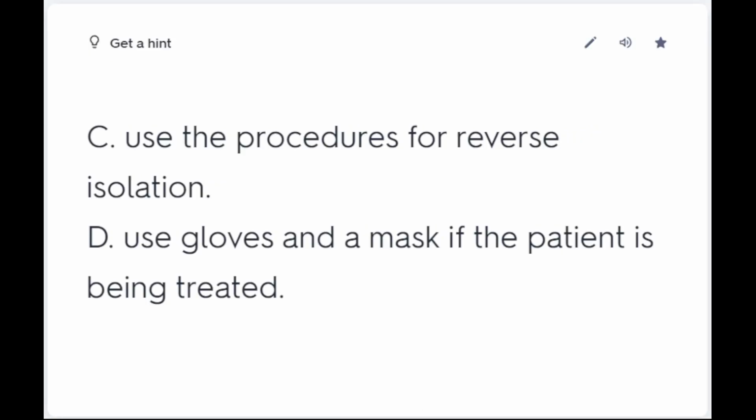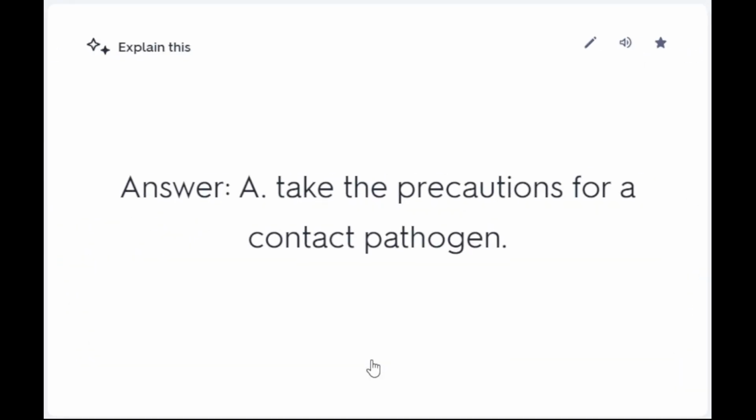C. Use the procedures for reverse isolation. D. Use gloves and a mask if the patient is being treated. Answer: A. Take the precautions for a contact pathogen.